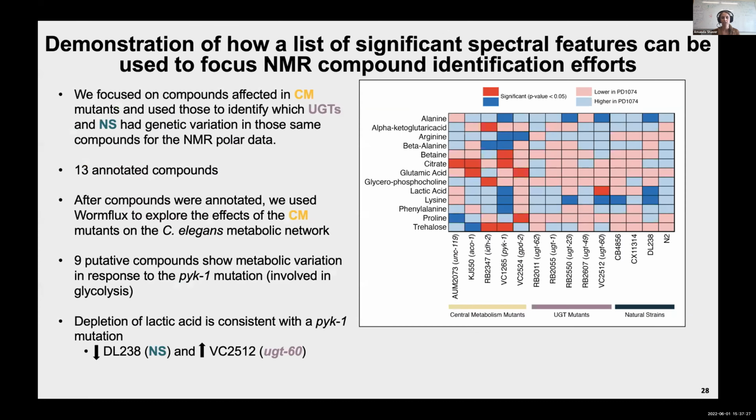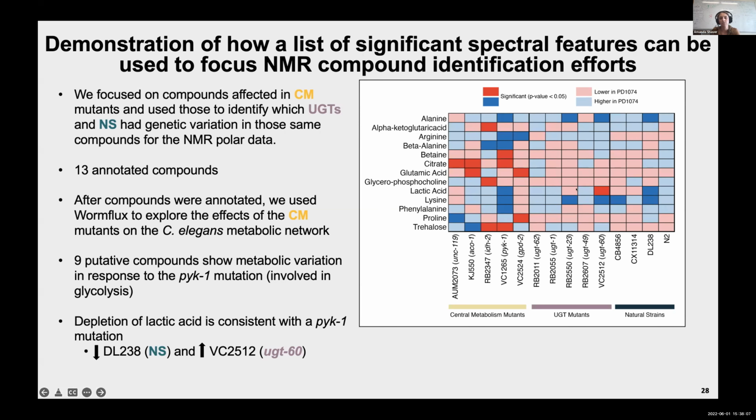And the last thing I'll share in terms of data is how we can take that narrowed list of significant spectral features and start to use this for our compound identification efforts. So this is just a simple example of the NMR polar data where we have 13 annotated compounds here on the y-axis, and then we have our 3 study groups here on the bottom with all the different strains we looked at. So we can start to see if samples are actually significantly different from our reference strain. So one example that is of biological interest is this VC1265 that has a knockout in the PYK1 mutation in central metabolism, and it has a depletion in lactic acid, which is very well supported in the literature.